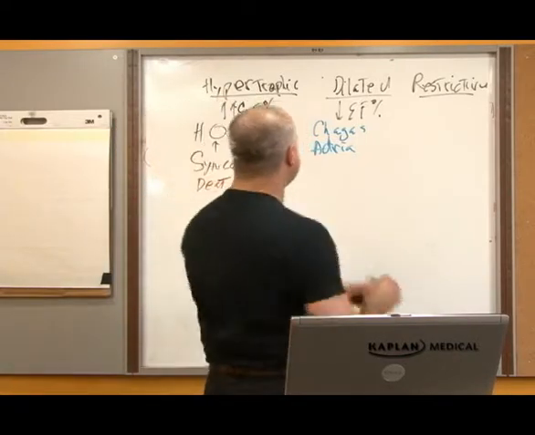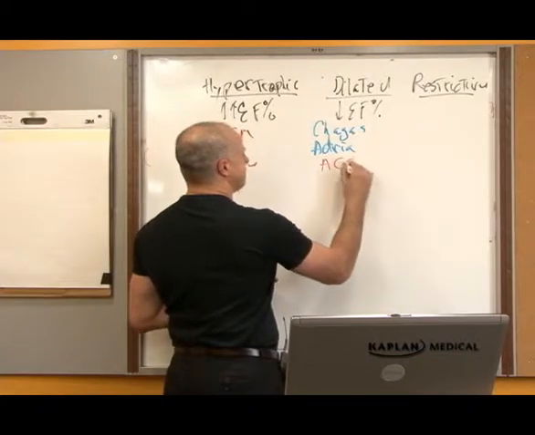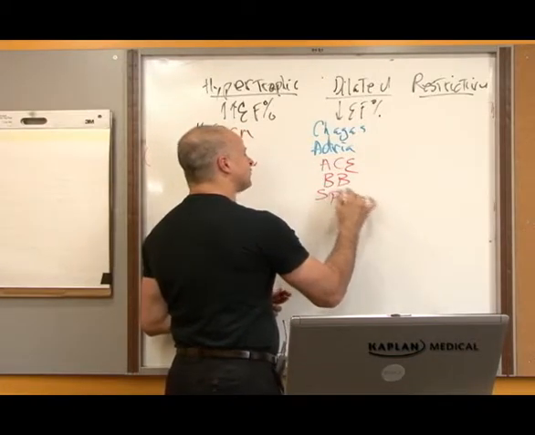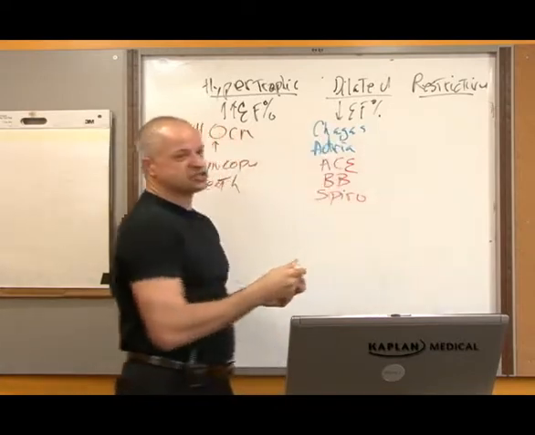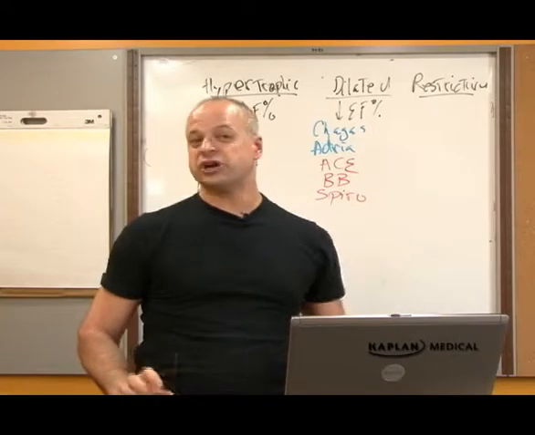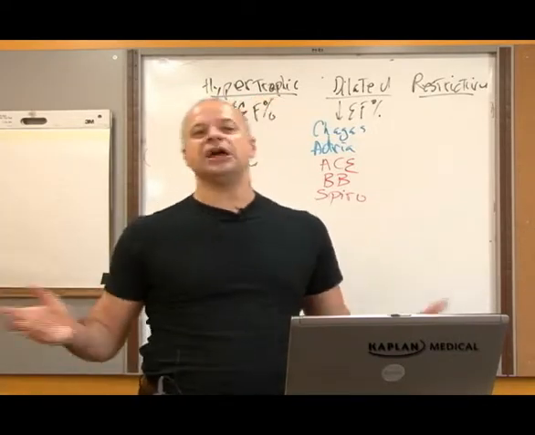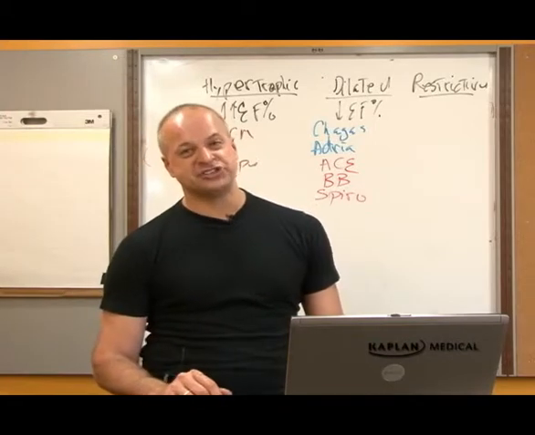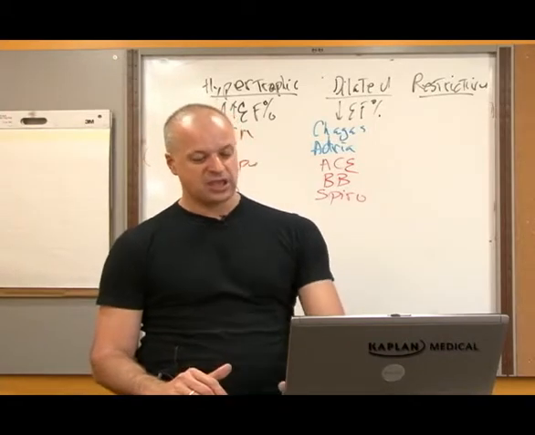ACE, beta, ACE, beta, ACE, beta, spironolactone. So what is the difference between a Chagas disease, Adriamycin, post-myocarditis, viral cardiomyopathy, and coronary disease one? Aspirin and the ability to do bypass. Remember, it's better to be having ischemic disease. You can do more to fix it.